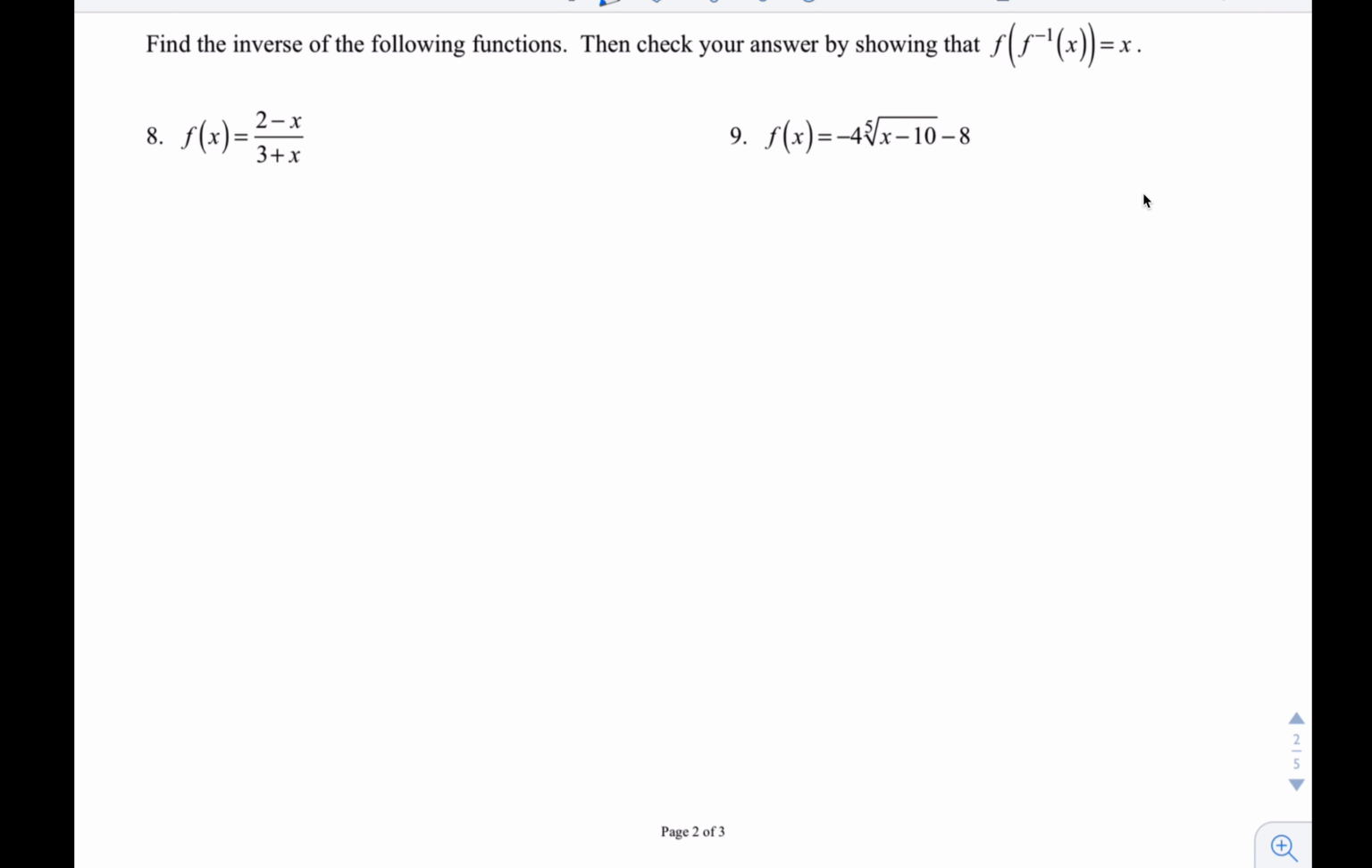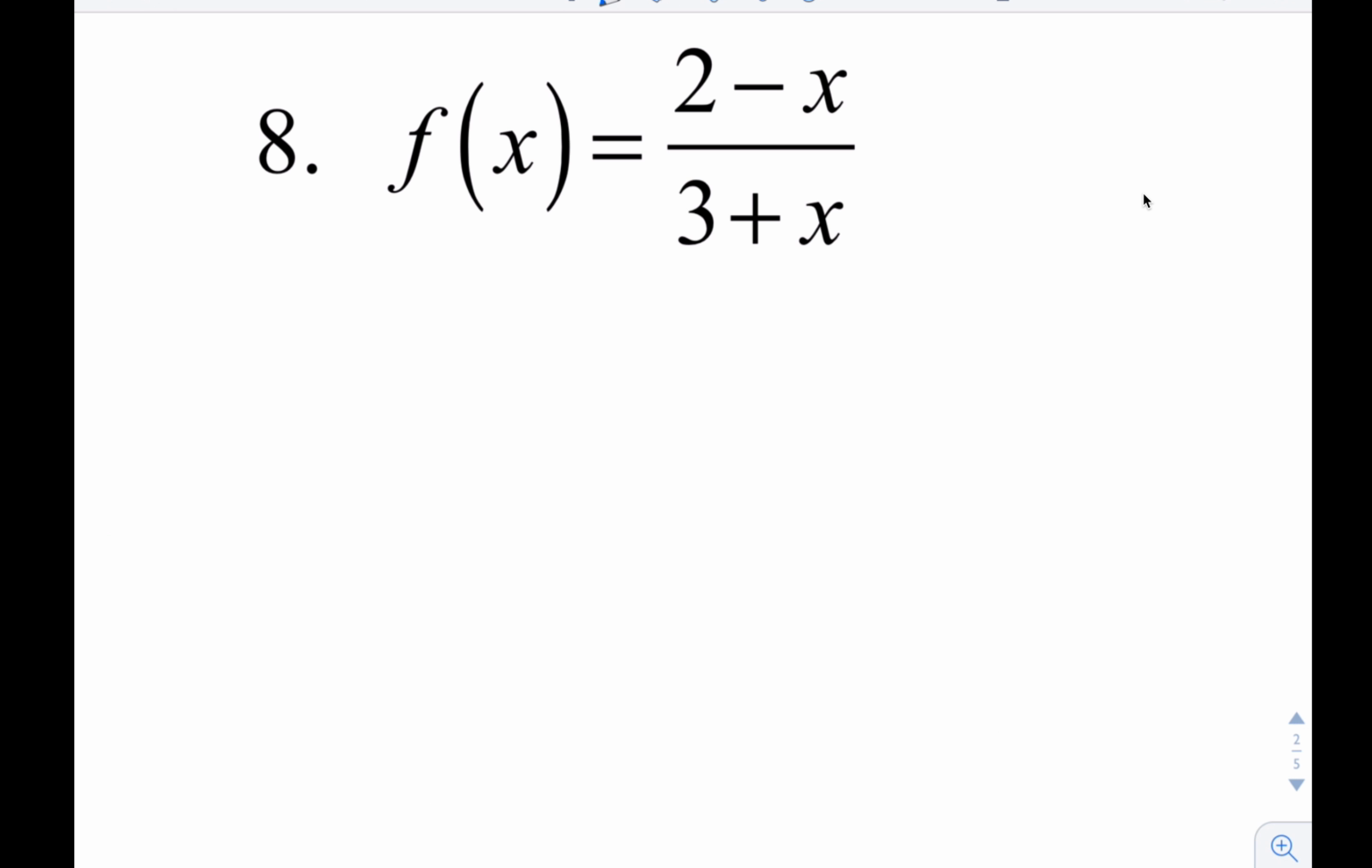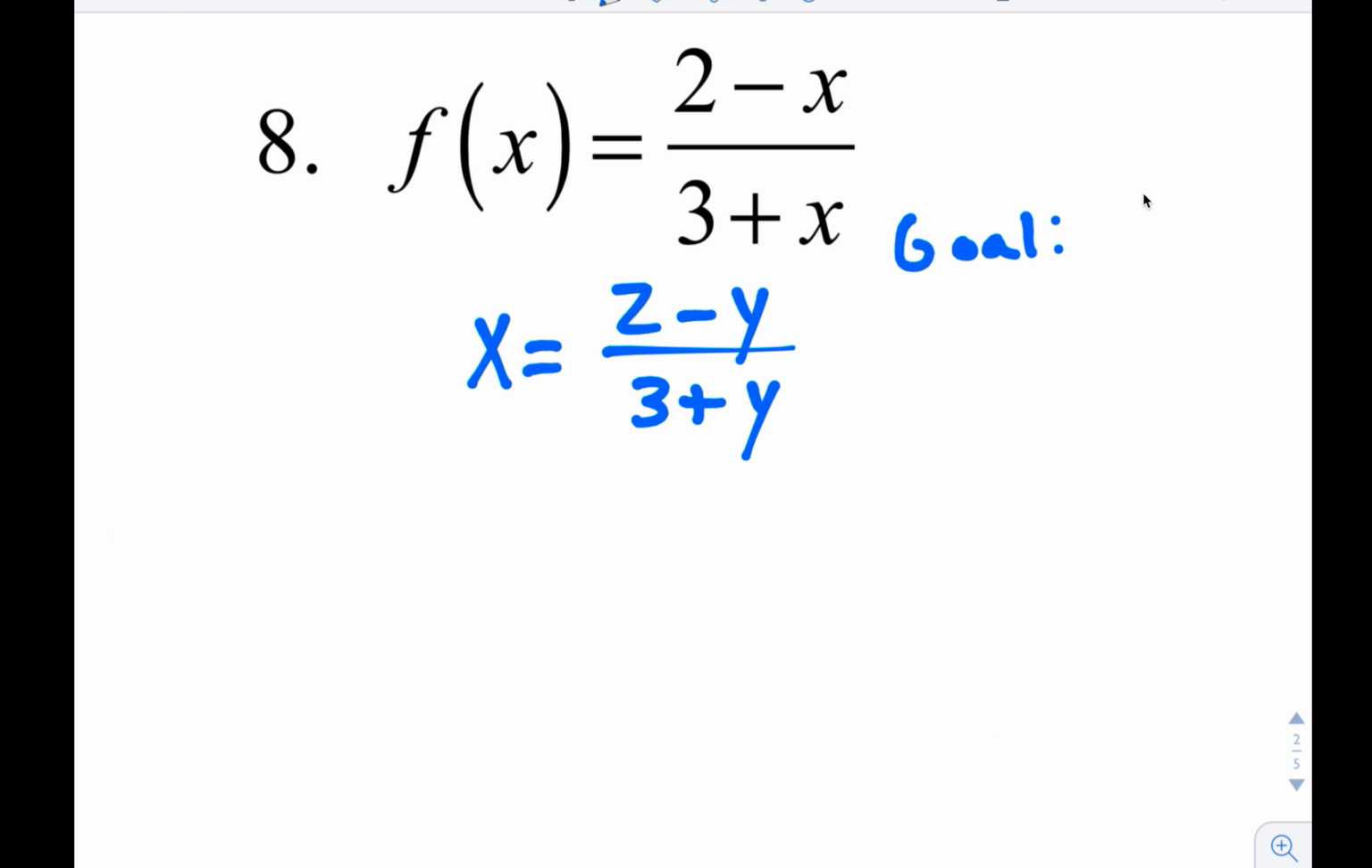Okay, so I have f of x here. And if I want to find the inverse, the first thing that I need to do is switch x and y. So I have x equals 2 minus y divided by 3 plus y. All right, and again, your goal is to solve for the y term. So I want to get rid of that fraction because I need to get rid of that denominator there. So I'm going to multiply by 3 plus y on both sides.